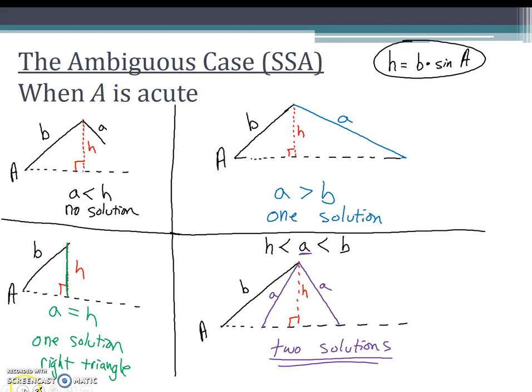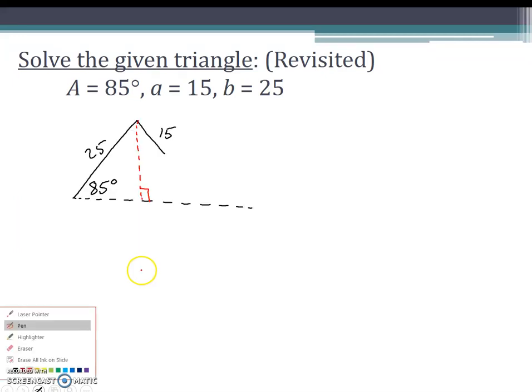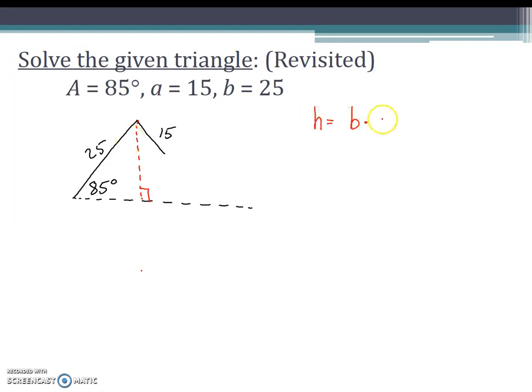Real quick, before we end this video, I do want to revisit this first problem that we started this video with and talk about it from a new perspective. And in the interest of efficiency, I made the sketch a little bit off camera, but this is essentially what we have, and it's a little more drawn to scale. Sure, 85 is probably a little bit steeper. But because we have an angle and two sides that don't contain the angle, we're going to calculate h. h is always little b times the sine of big A. h is 25 times the sine of 85 degrees. Punch that into your calculator and you get 24.9.